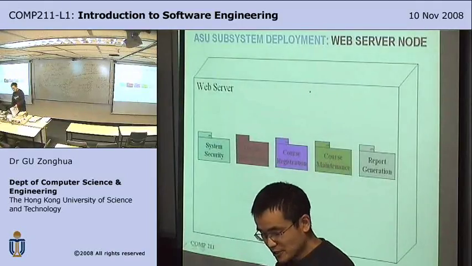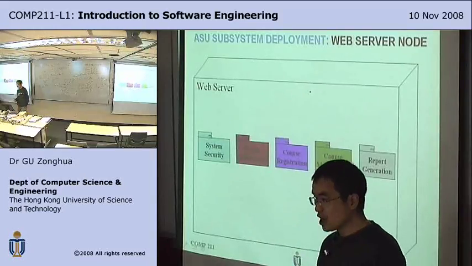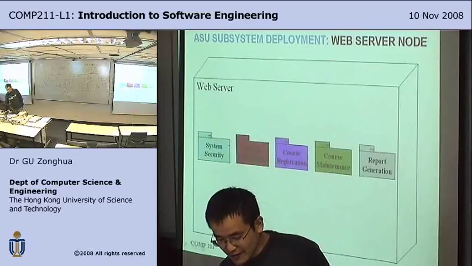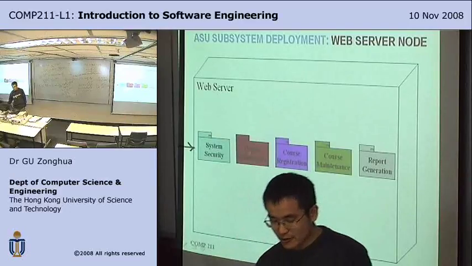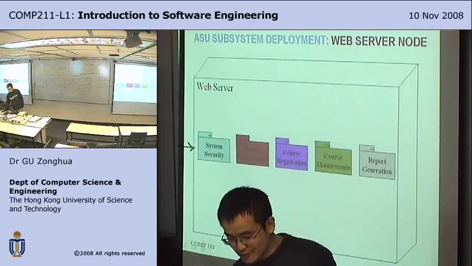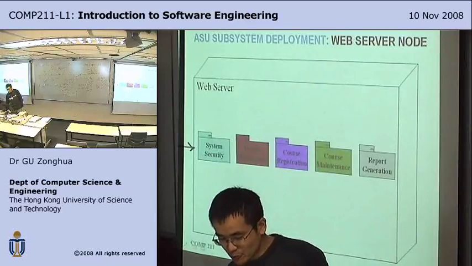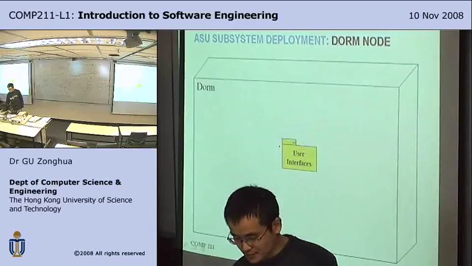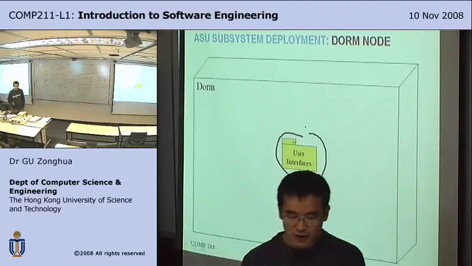So now we need to decide how to deploy the subsystems onto the nodes. So we happen to have, remember, all the subsystems in the middle of the three layers: security, people maintenance, cross registration, cross maintenance, report generation. So you put these subsystems into the web server node, and you put the user interfaces subsystem into the dorm node.